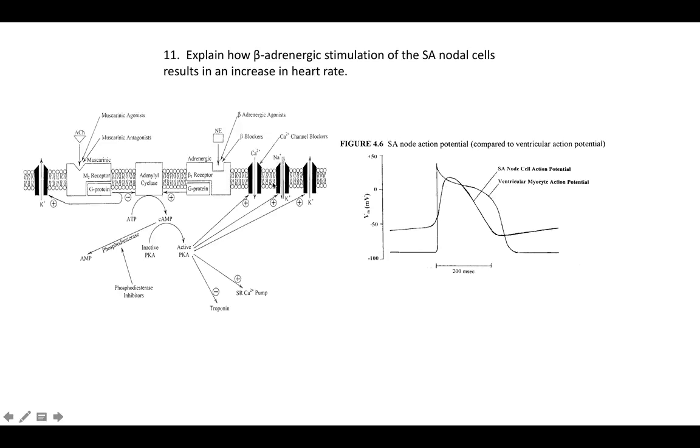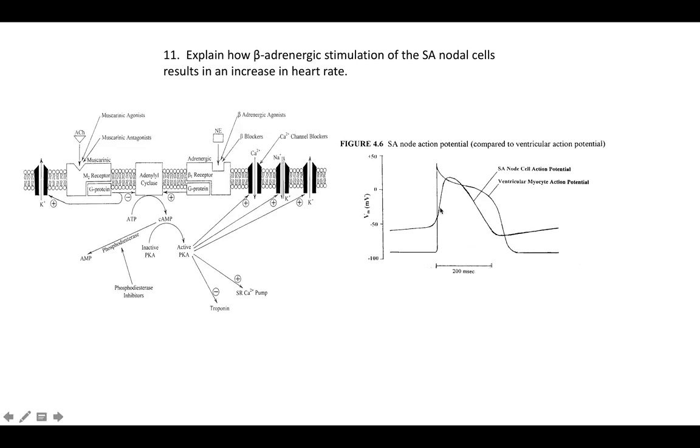So the more you activate this channel, the more you make it open, the faster this rise takes place, the faster you get to threshold, and the faster you fire another action potential. In other words, you increase your heart rate. So that's one thing that beta-adrenergic stimulation does. The other thing is it increases this L-type calcium current. The L-type calcium channel is equivalent to the sodium channels in other tissues that fire action potentials.